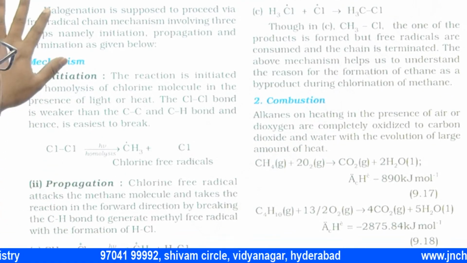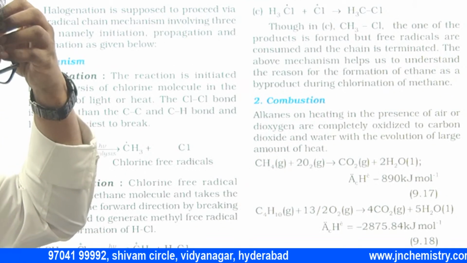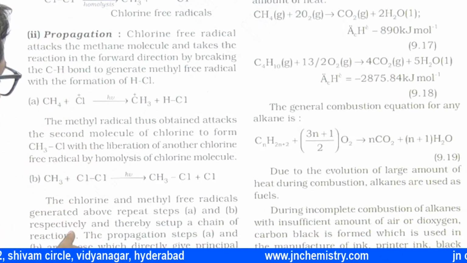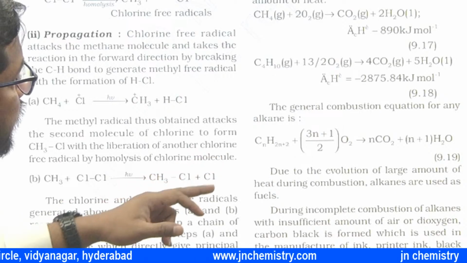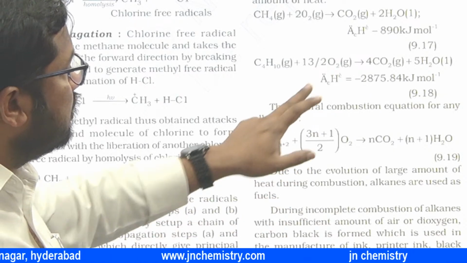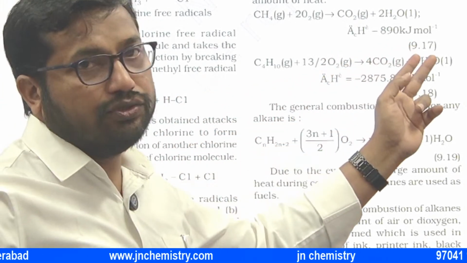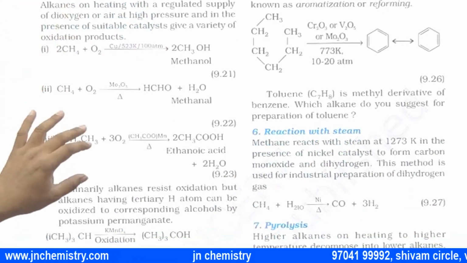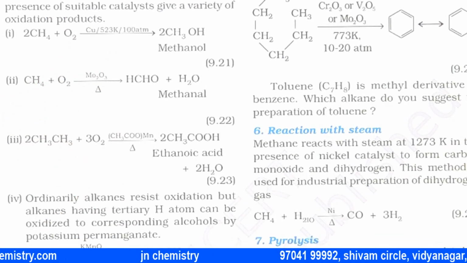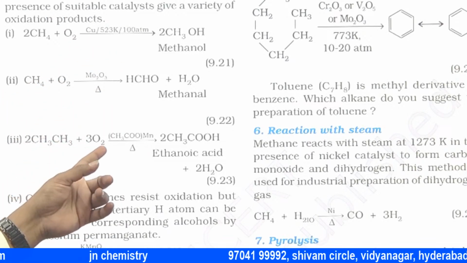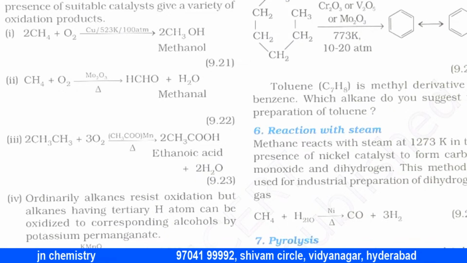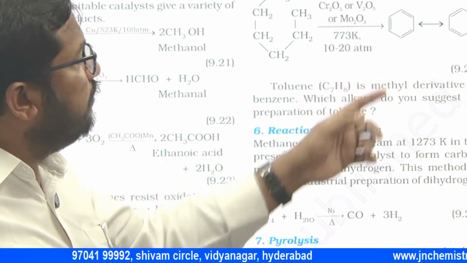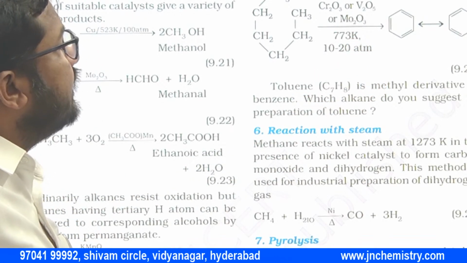So chlorination, I told you, HNO3, iodination takes place. So chain initiation, chain propagation, right, and chain termination, combustion reaction, right? So highly exothermic, 890 kilojoule per mole. Here is controlled oxidation, copper, 523 K, high pressure, Mo2O3, manganese acetate, and right, these four reactions are very important. Aromatization, Cr2O3, V2O5 or Mo2O3, 773 Kelvin.